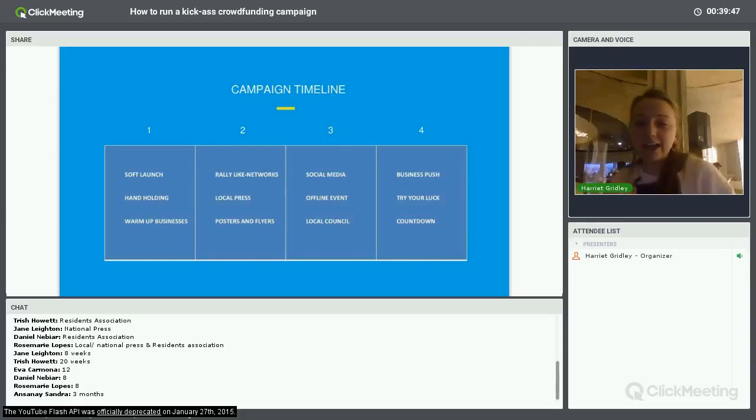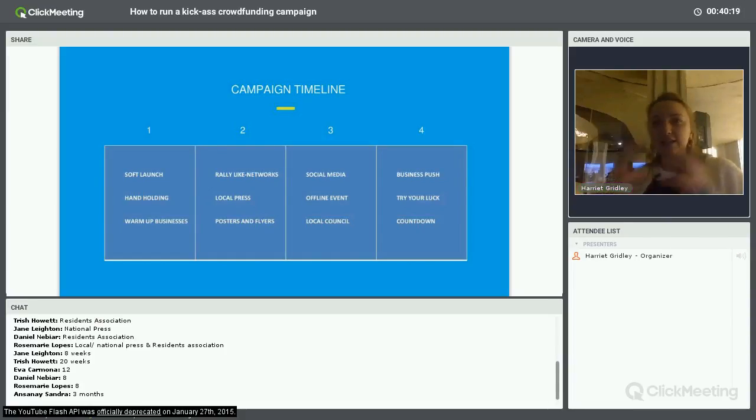You're also going to be doing a lot of hand holding in the first week. So, calling up your friends and family and talking them through how to pledge. You really need your closest friends and family to be on board from week 1. And you also are going to start warming up local businesses. So you're not going to ask them for money, but you're going to go in and you're going to say, hey, we're doing this project. We would love to hear your opinion and see if you have any tips or advice.